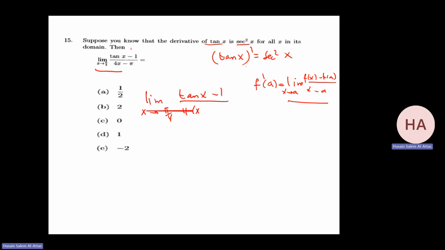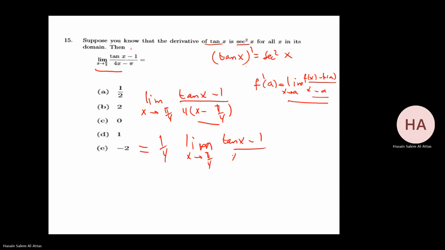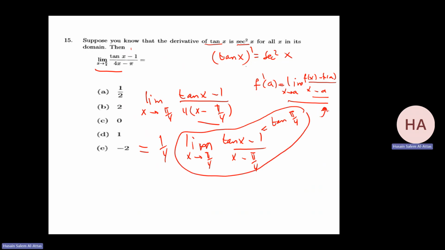You have x minus pi over 4. Now this is the same as x minus a. That's good. So you have 1 over 4, and I can take it out of the limit. By the way, what is 1? 1 is tan pi over 4. If you compare this with this, it's very clear it's the same.